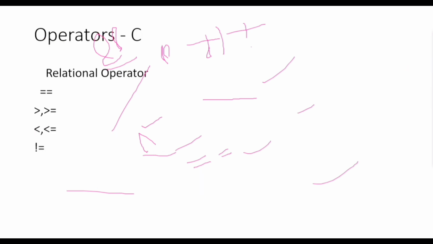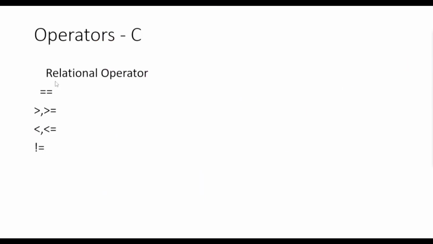Now see the relational operators. These are all the relational operators: double equal to, greater than or equal to, less than or equal to, and not equal to. These are the relational operators, which tell the relation only. Okay.